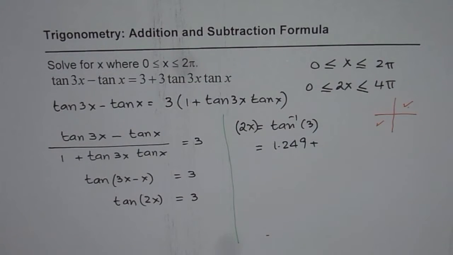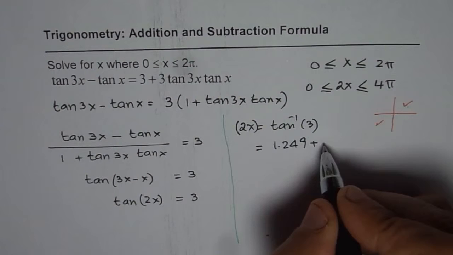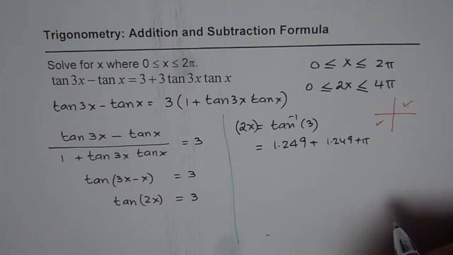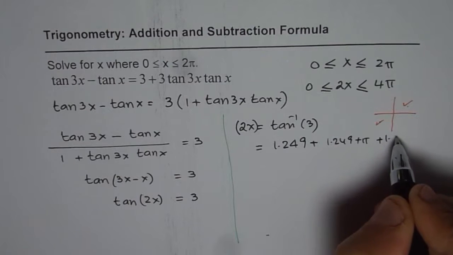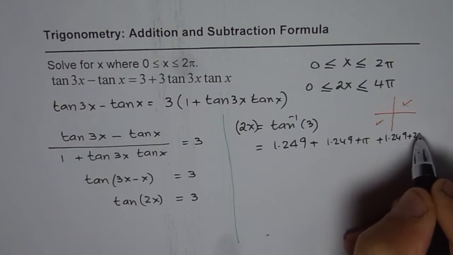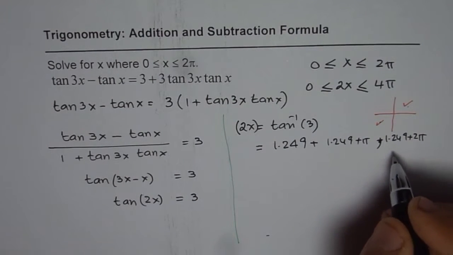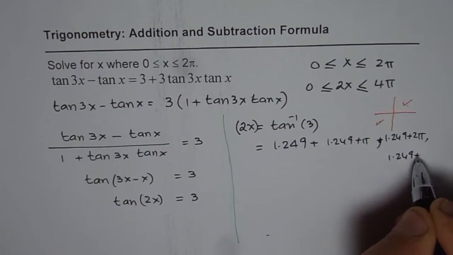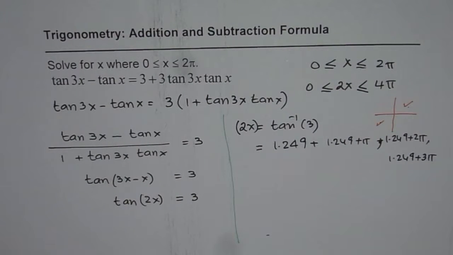So the first value of 2x is 1.249. The other value will be 1.249 plus pi. That gives us the second value. The third value will be 1.249 plus 2 pi, and then we will have 1.249 plus 3 pi. So these are the four values which 2x can have, correct? So let's calculate these values and write them down.